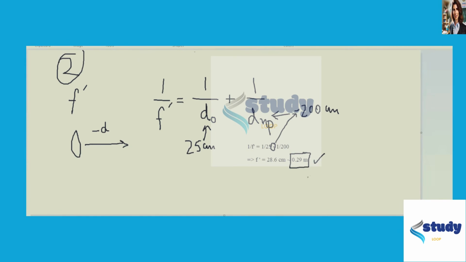So he needs a new pair of glasses with a focal length of 0.29 meters for him to be able to clearly read his material from a distance of 25 centimeters again.